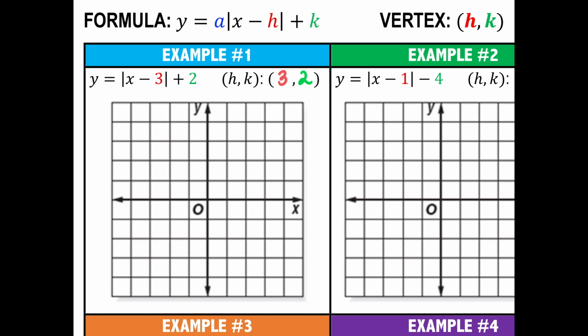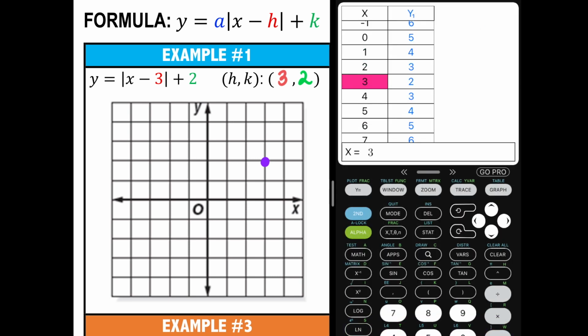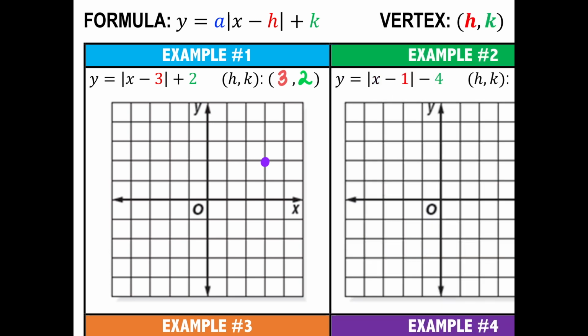I'm going to go ahead and plot that on our coordinate plane. And if you take a look at this function inside your TI-84 calculator, you'll see that you have the point (3, 2) on your table. And because our value for a is just positive 1, we have that perfect V shape to just be able to construct the rest of this function.